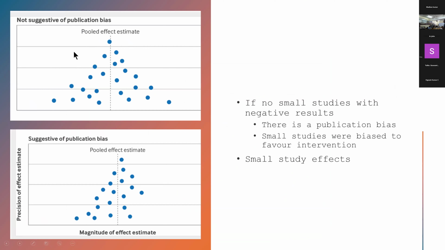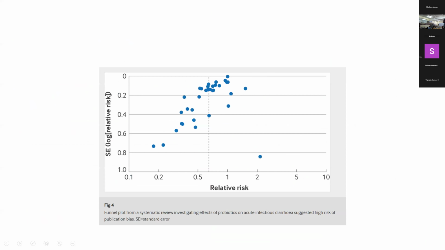Now this graph is not suggestive of publication bias because you have small studies on either side of the graph. That means you have small studies for positive effect as well as negative effect. But here you actually have to suspect publication bias because you find one quadrant missing. Why is there no small studies with negative results? Either there is a publication bias or the small studies were biased so that all of them are favoring interventions.